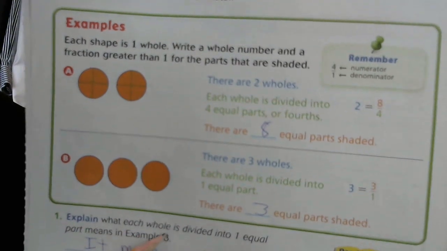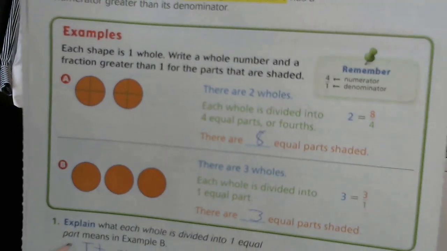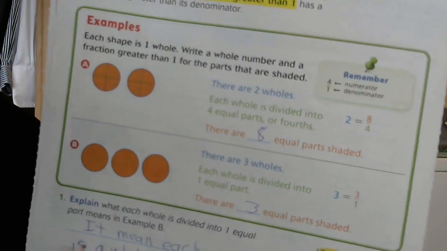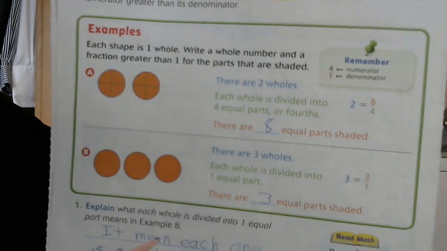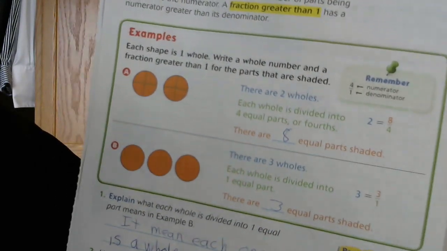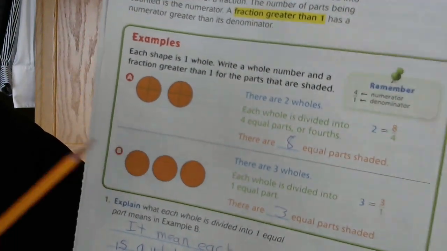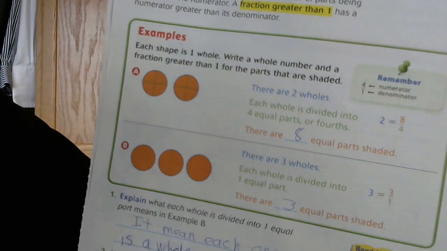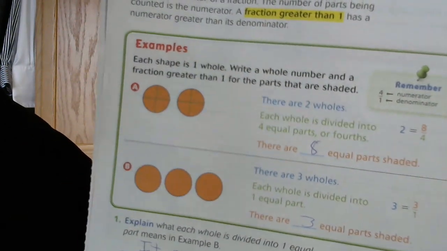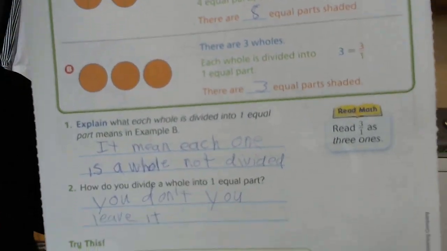Explain what each whole is divided into 1 equal part means in example B. It means each one is a whole, not divided. So each one of these is a whole and it's not divided. How do you divide a whole into 1 equal part? You don't divide a whole into 1 equal part. You leave it.